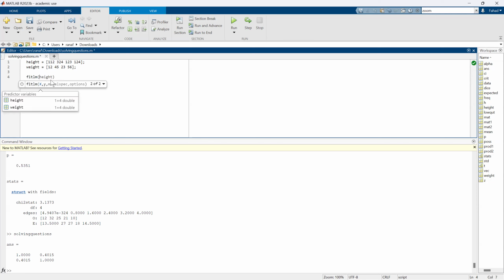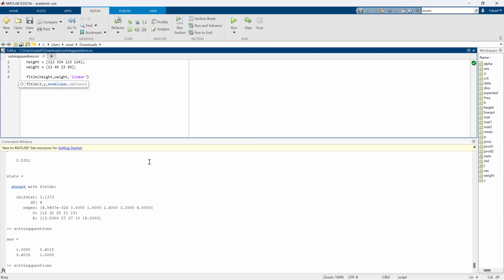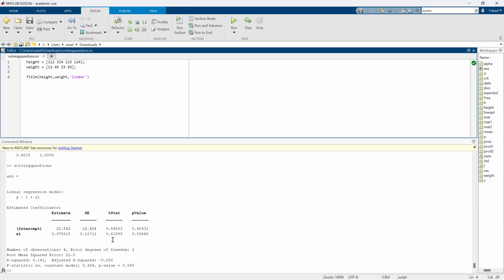For fitlm, first you give height, the first thing that you're fitting, then the second. Then you also have to tell it what kind of relationship it is. It's linear. Remember, all we will be doing for this semester is linear. You don't have to worry about anything else. And then you run. There you go. It does it.